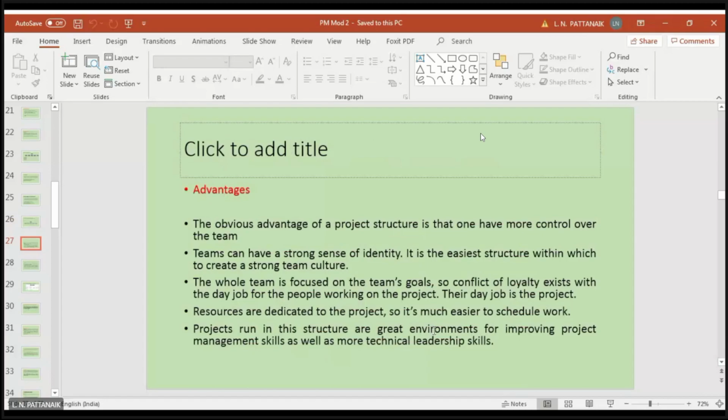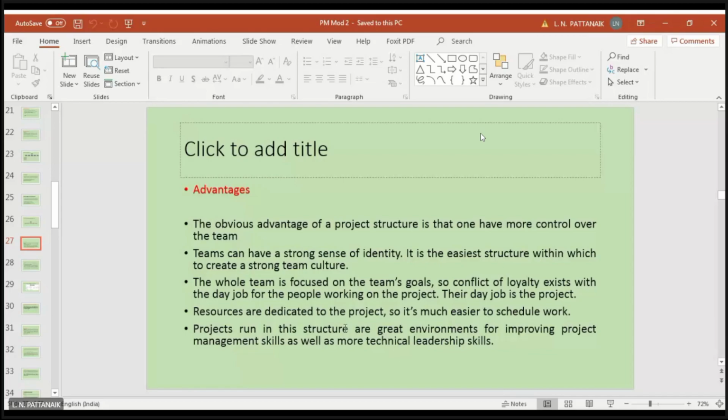Okay, so it has some advantages. The obvious advantage of project structure is that one has more control over the team. Teams can have a strong sense of identity. It is the easiest structure within which to create a strong team culture. The whole team is focused on the team's goal. As I gave you some examples, presently two examples are coming to my mind. Suppose a national level election is going on and you are handling it. That is a typical example of a pure project organization, right? Or maybe you are producing a high budget Bollywood movie. That can be a pure project organization.